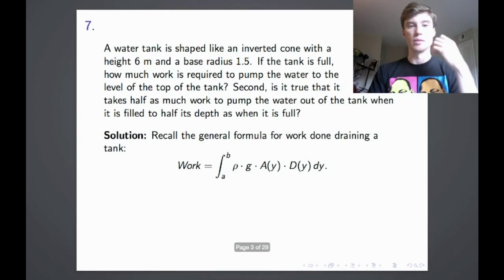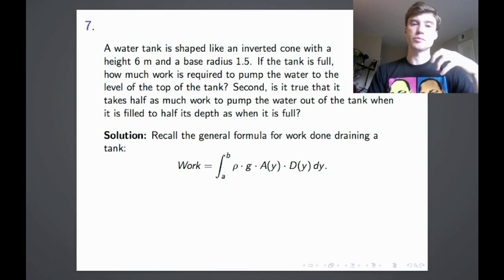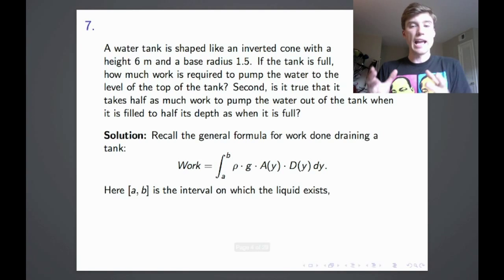Alright, let us recall the general formula for work done draining a tank. The work is equal to the integral from a to b of rho times g times A of y times d of y dy. Now this has a lot of different mysterious constants and functions here, so let's take a moment to discuss each. A and B is the interval on which the liquid exists.